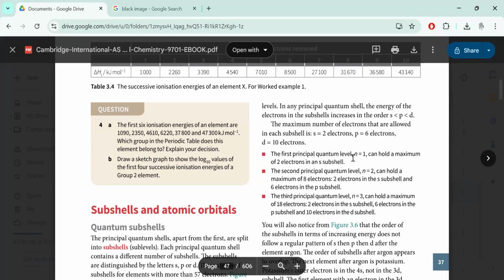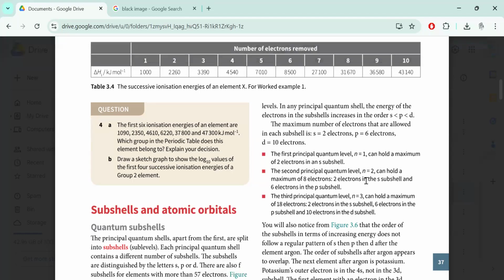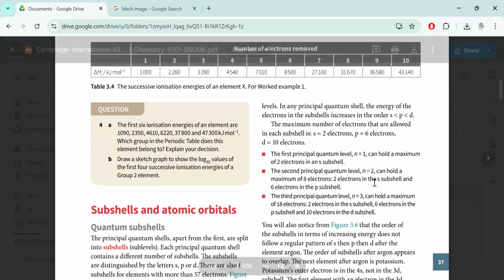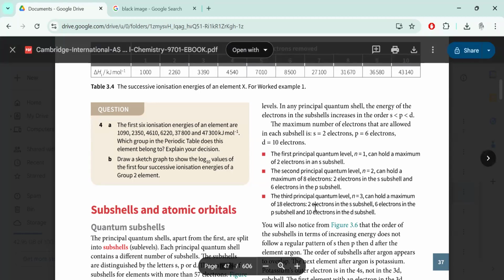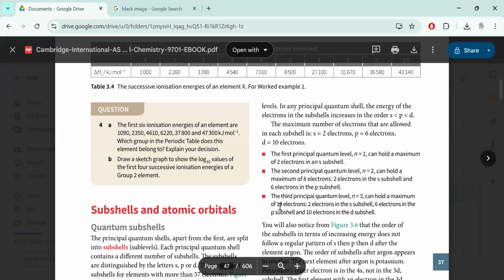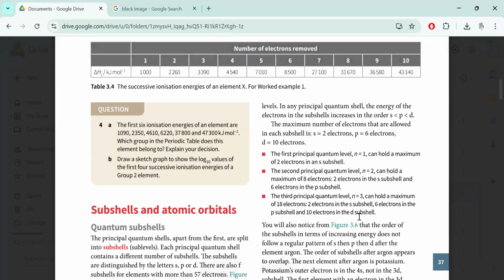So the first principal quantum level, which is N1, holds a maximum of 2 electrons. And the second principal quantum level, N2, can hold a maximum of 8 electrons. So 2 electrons will be in the S subshell and 6 electrons will belong in the P subshell. And the third principal quantum level, N3, can hold a maximum of 18 electrons: 2 electrons in the S subshell, 6 electrons in the P subshell, and then 10 electrons in the D subshell.